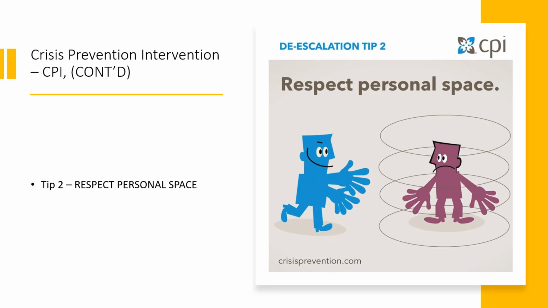The next tip is to respect personal space. If possible, stand 1.5 to 3 feet away from a person who is escalating. Allow for that personal space to decrease their anxiety, and then you can help be a part of that prevention of them acting out.